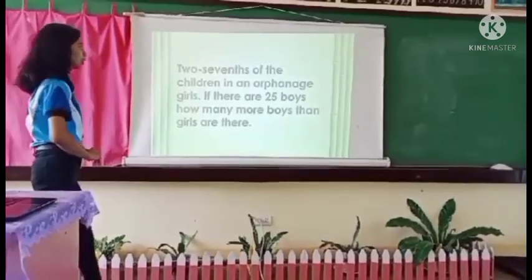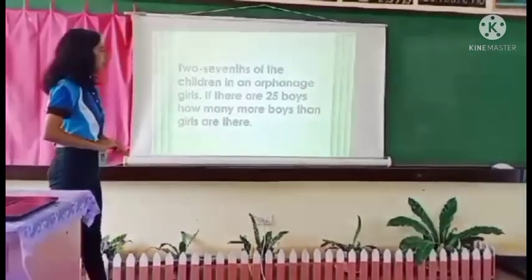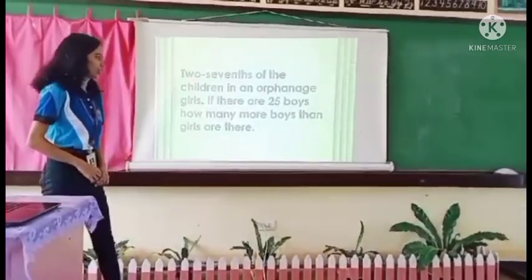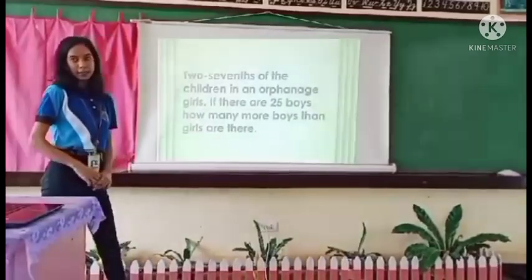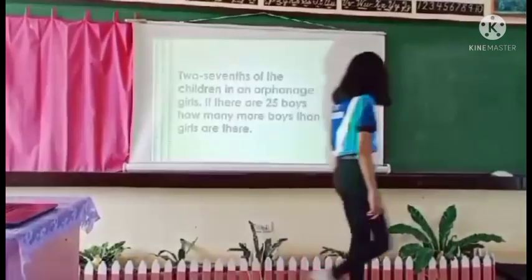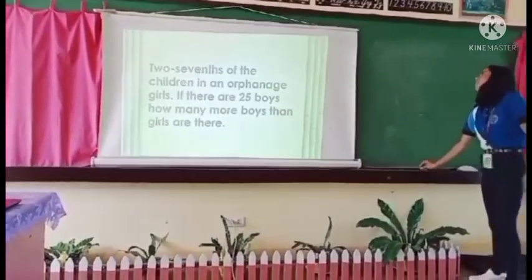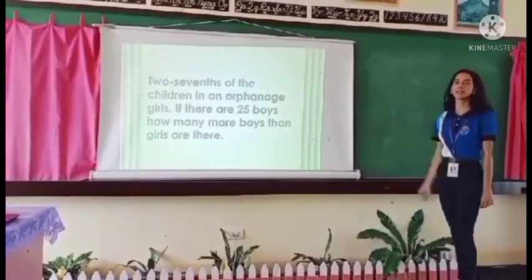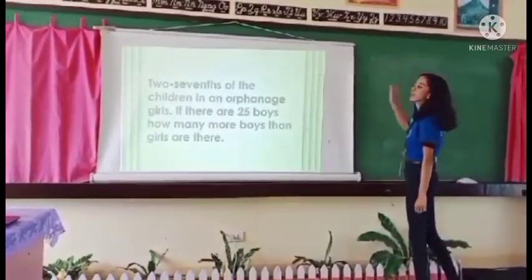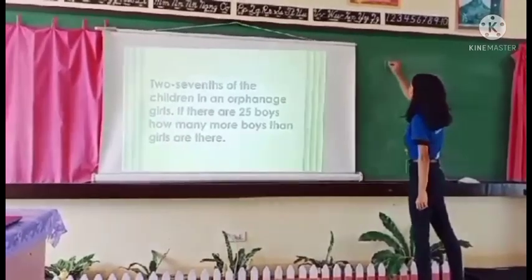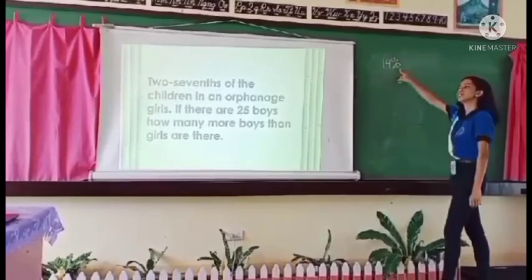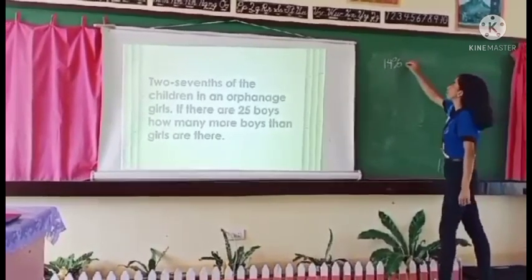2/7 of the children in an orphanage are girls. If there are 25 boys, how many more boys than girls are there? Okay. To get the answer, you need to follow this solution. So 2/7 will be converted into percentage. So it will become 14%. And from percentage, it will become a decimal.